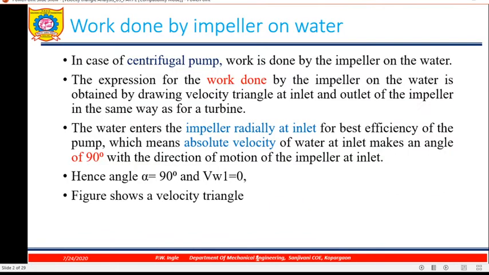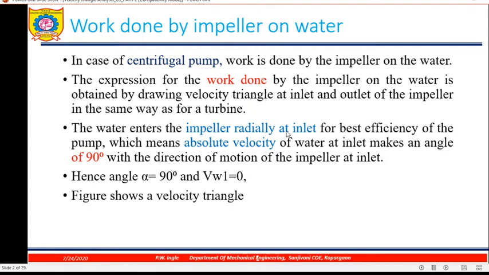So today we will discuss the work done by the impeller on water. In case of a centrifugal pump, work is done by the impeller on the water. In case of a turbine, work is done by water on the rotor. So the expression for the work done by the impeller on water is obtained by drawing a velocity triangle at inlet and outlet of the impeller in the same way as that of a turbine. Only difference is the action of rotor on water.